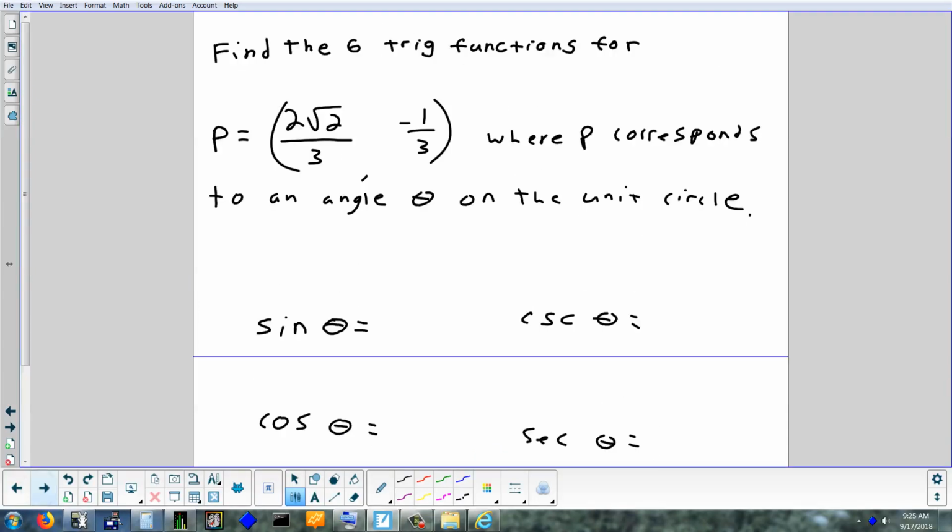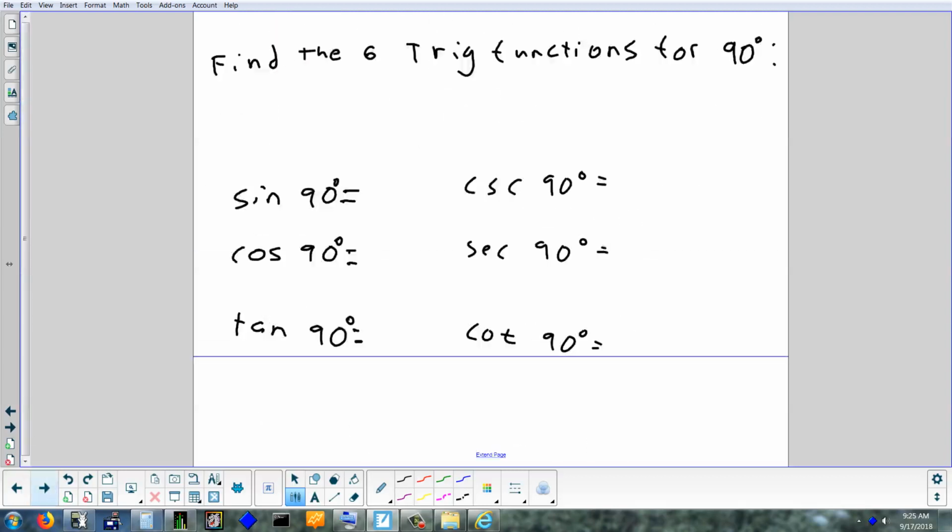Right, let's take a look. Actually, that's just kind of the same. Does anyone feel like we need to do another one that's like the last two? Yeah. There's nothing different there. That's a little different. It says find the 6 trig functions of 90 degrees. All right. So what's different there? Yeah. They didn't give us the coordinate.